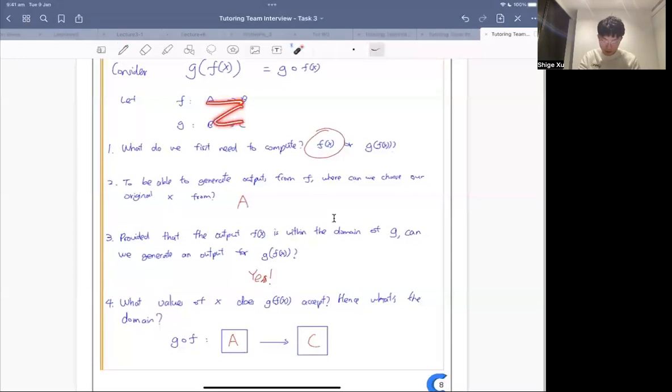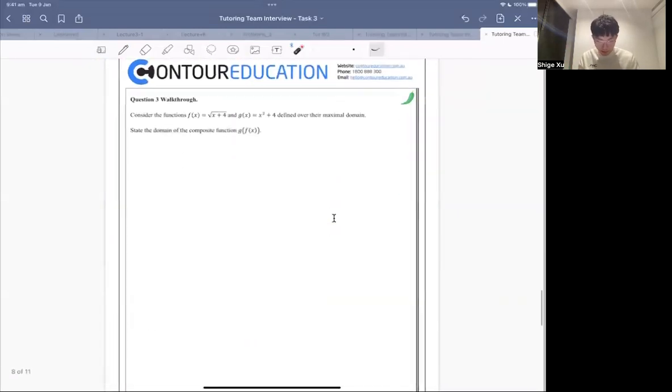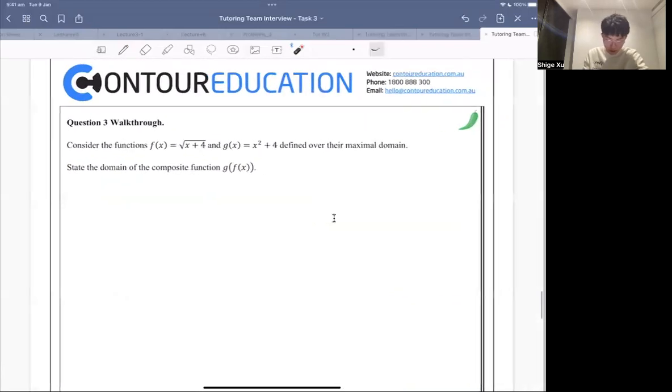A to B, B to C. So we're going from A to C. Sort of makes sense, I reckon. So let's look at a question. Consider functions f of x equals root x plus 4 and g of x, again, a quadratic, defined over their maximal domain. State the domain of the composite function g of f of x.